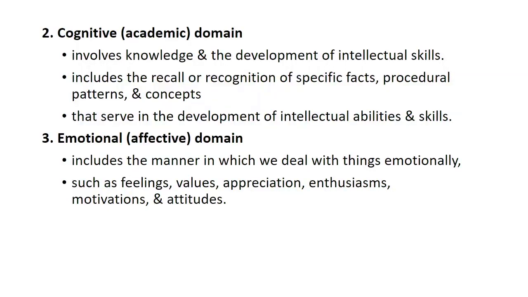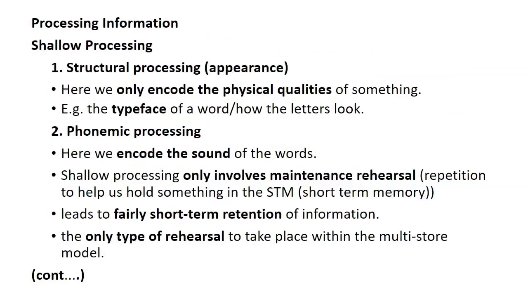The second domain is the cognitive one, or also called academic. It involves knowledge and the development of intellectual skills, the recall or recognition of specific facts, procedural patterns and concepts that serve in the development of intellectual abilities and skills. And the third and last domain is the emotional or affective, which includes the manner in which we deal with things emotionally, such as our feelings, values, appreciation, enthusiasm, motivation and attitudes.